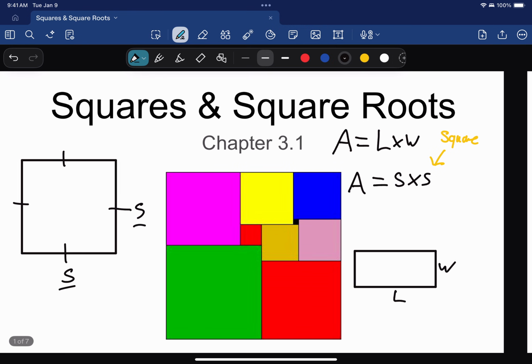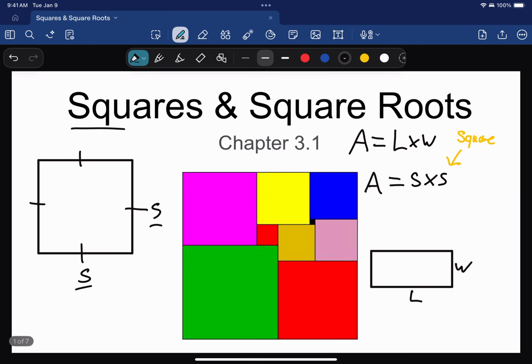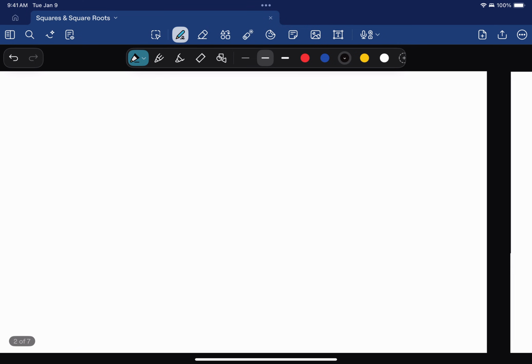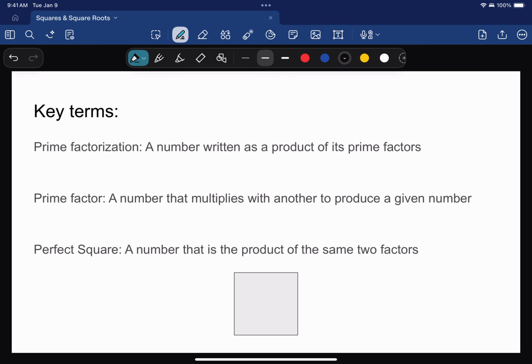So with that, now that we understand what a square is and how we deal with it and how we deal with square roots, let's get into it. So let's start with our key terms. These are the key terms that we're going to need to know for this unit. Prime factorization, which is a process that we're going to go through in order to find the prime factors of a number. So it's a number written as a product, which is multiplying, right? So this is timesing, multiplying, okay? Of its prime factors.